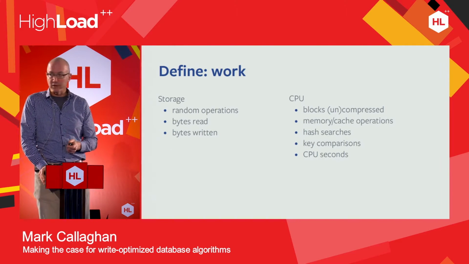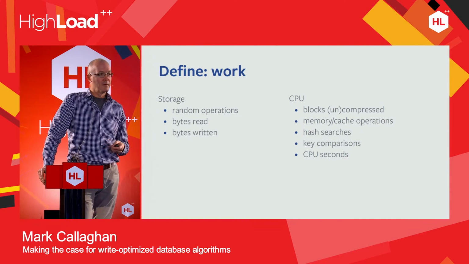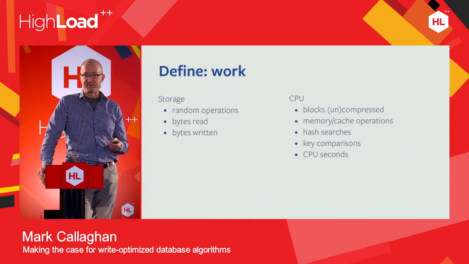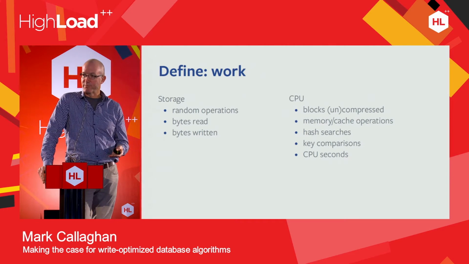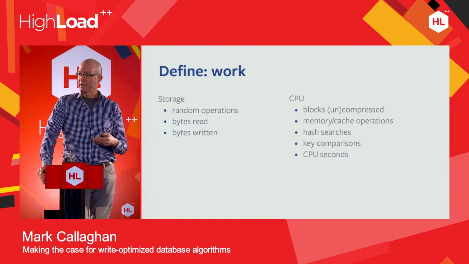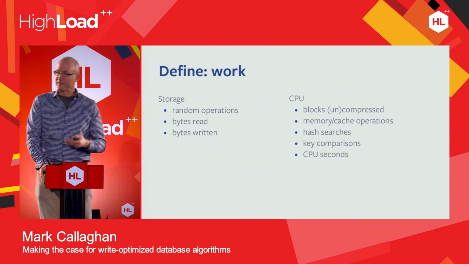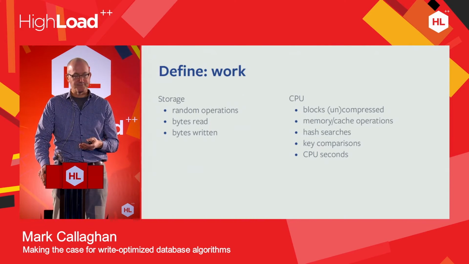What do we mean by work? It depends on whether we're considering storage or CPU. For storage, and especially for spinning disk, random operations are a key metric because you're likely to run out of random operations throughput before anything else. But bytes read from the device and bytes written to the device are also useful metrics.